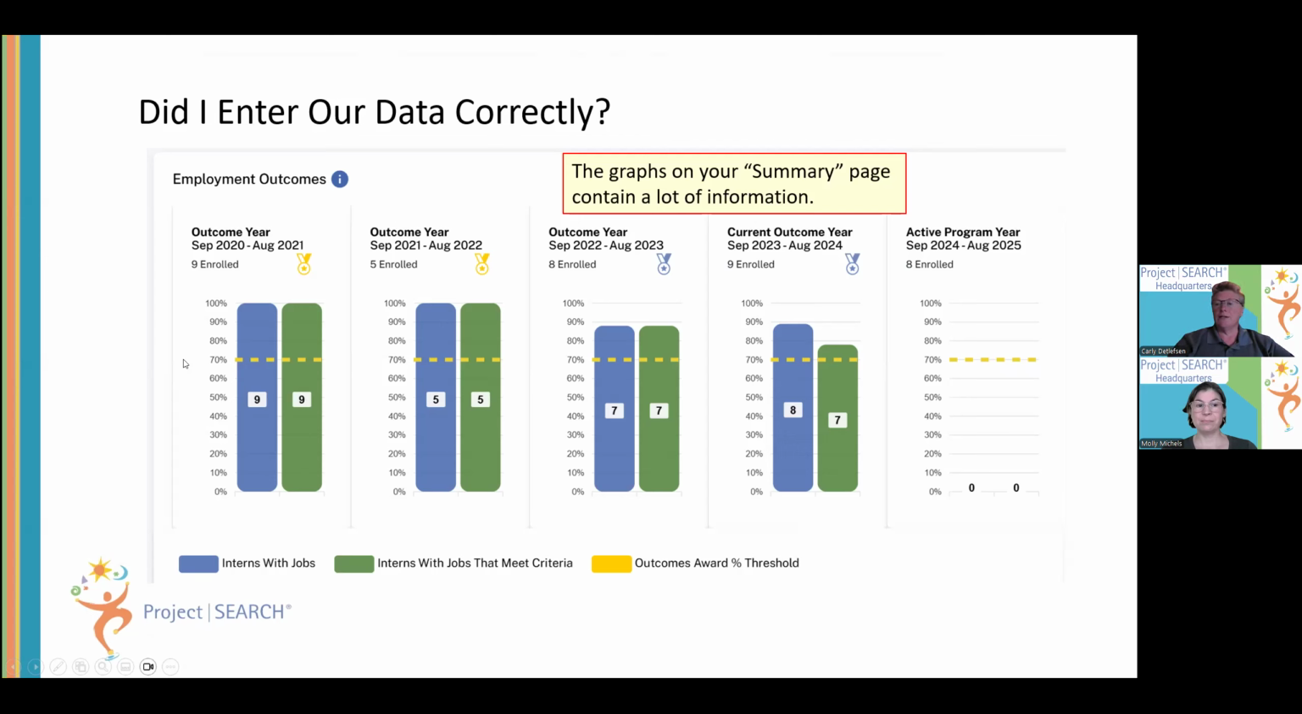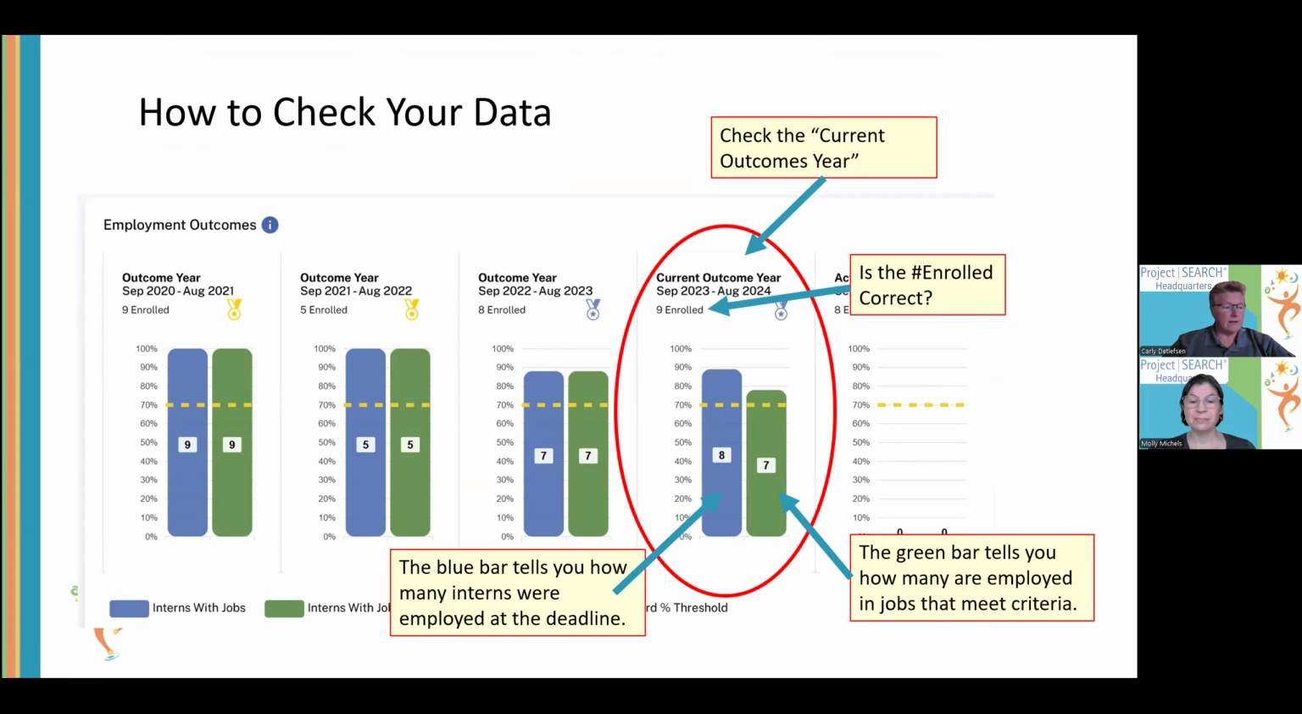So what does all of this mean? I'm not going to talk extensively about it because Molly's going to really show you a lot of this in the live demonstration. But what we want you to do is look at the graphs on your summary page and see if there are some things about your data that don't look correct. And if you see things that don't look correct, we want you to reach out to your program specialist and say, hey, I was looking at the summary data and something doesn't look right. Can you explain to me why X, Y, or Z?